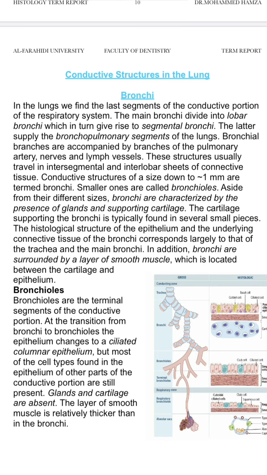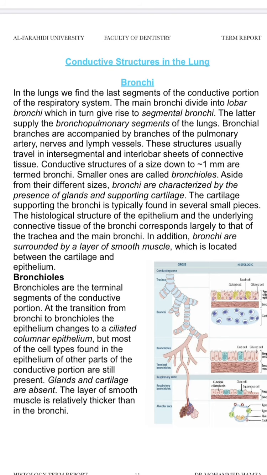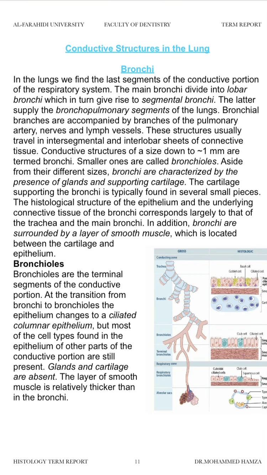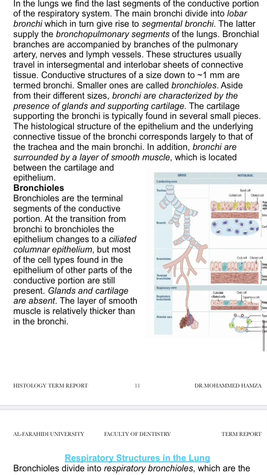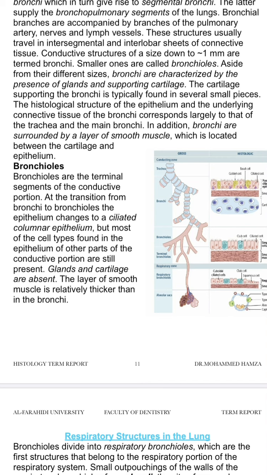The smallest ones are called bronchioles. Aside from their different sizes, bronchi are characterized by the presence of glands and supporting cartilage. The cartilage supporting the bronchi is typically found in several small pieces. In the histological structure, the epithelium and the underlying connective tissue of the bronchi correspond largely to that of the trachea and the main bronchi. In addition, the bronchi are surrounded by a layer of smooth muscle which is located between the cartilage and the epithelium. The bronchioles are the terminal segment of the conductive portion.